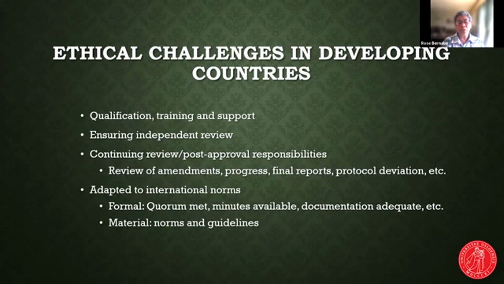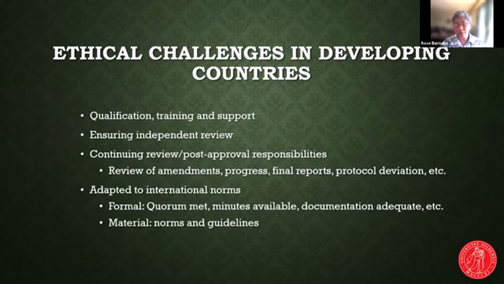By continuing review, it simply means review of amendments, progress, looking into final reports, protocol deviations, ideally also knowing what's happening in the site by, for example, visiting these sites, etc. So it is quite easy for an ethics committee to receive these reports, but looking into these reports and evaluating them, visiting a site is another matter. That's why it is an ethical challenge.